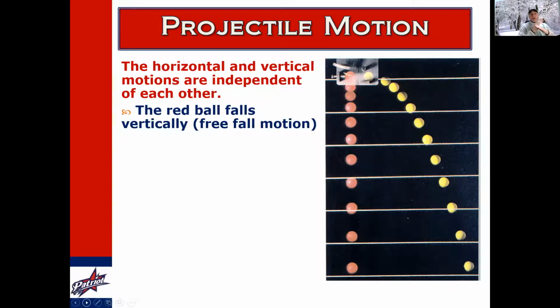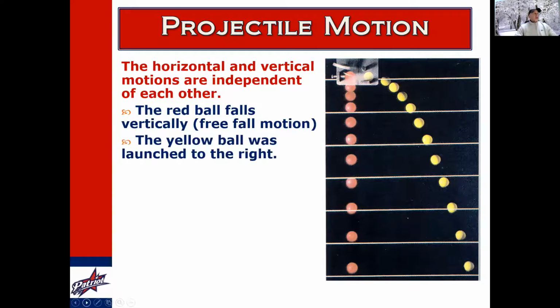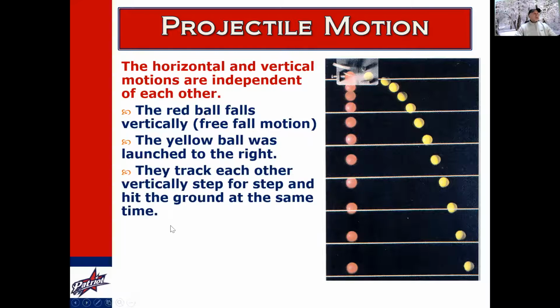Now, they combine to make a resultant, though, right? And so that's going to be a little bit new. I know we've talked about resultant a little bit. And so while they don't affect each other, they do combine to make a new result. The red ball's falling vertically. The yellow ball's also moving vertically, but it was launched to the right. And so the key is you see they track each other vertically step for step, and that's why they still hit the ground at the same time, right?